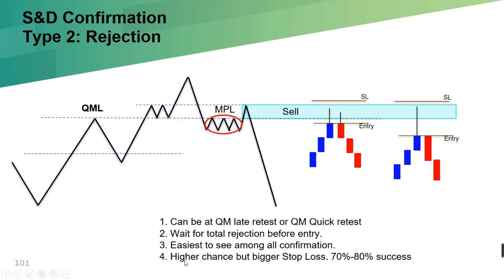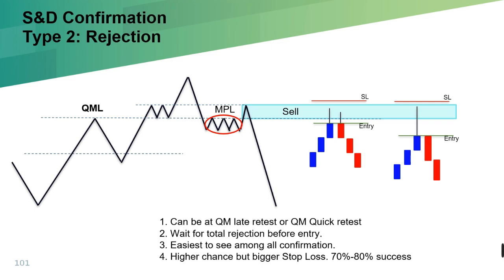So higher chance, but bigger stop loss. This gives you a higher chance because initially you have rejected the price at the zone. But the problem is that it will have a bigger stop loss. So every confirmation has pros and cons. You have to choose which one you want to use. Don't mix around too much. Just choose one.